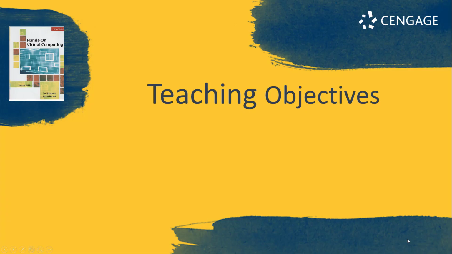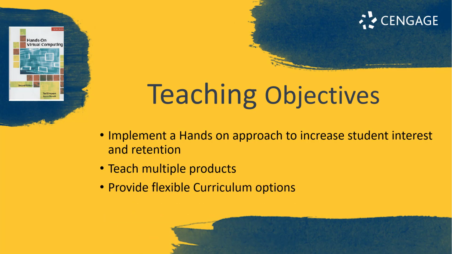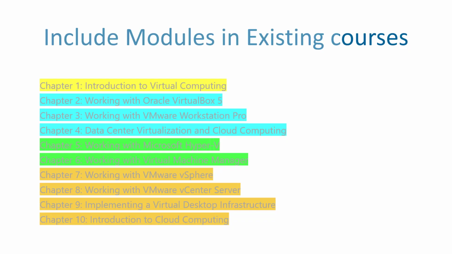Our textbook is designed around three major teaching objectives. First, to allow you to implement a hands-on approach to help increase student interest and retention. Second, to allow you to teach multiple products that are popular in industry today, and also to provide some flexible curriculum options to make it easier for you to implement these things in your existing courses. For example, you may include Chapter 1 into an Introduction to Computing course.